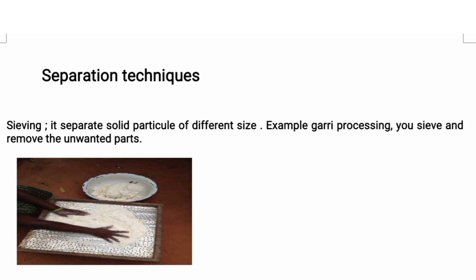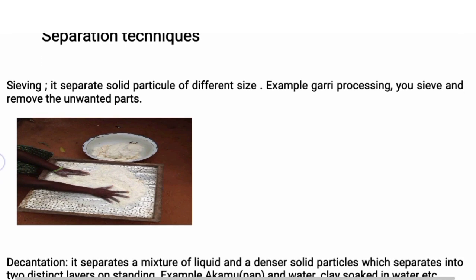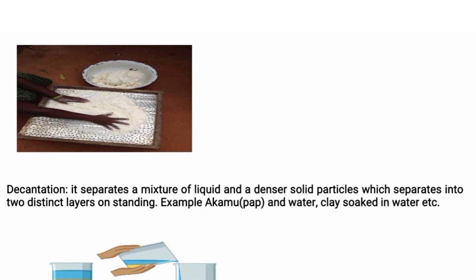It separates solid particles of different sizes. Example, garri processing. You sieve and you remove the unwanted parts. So that is what sieving does. It separates solid particles of different sizes. When you see garri, the unwanted parts are solid particles of different sizes. The larger size will remain there while smaller sizes will go down. Next one is decantation.